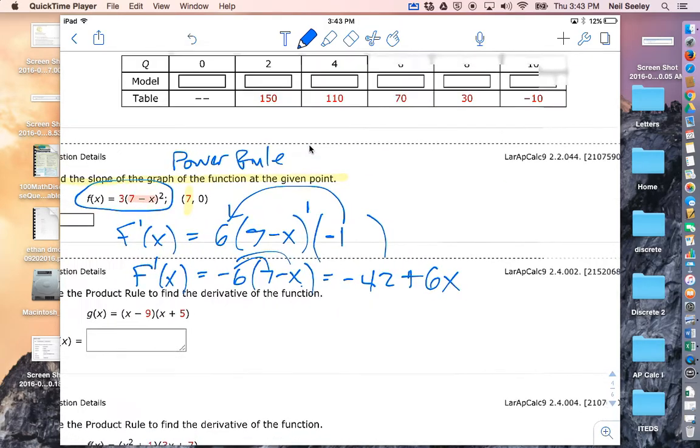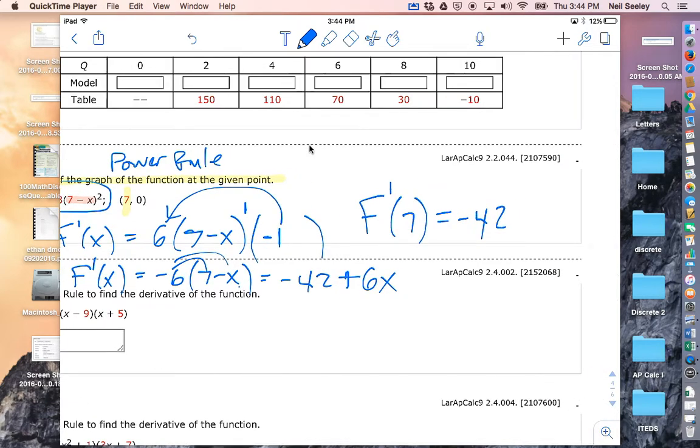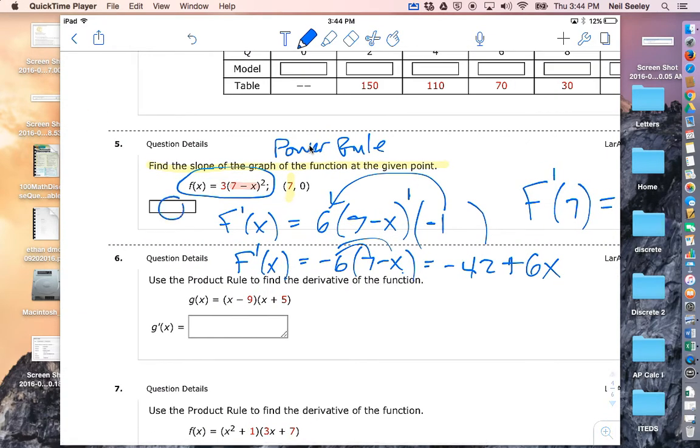I'm going to put 7 in there. So f prime of 7 will be negative 42 plus 6 times 7. Okay. I think I know what that is. That's negative 42 plus 42. We get 0. And there you have it. Put 0 in and you're home free. Power rule, one we know.